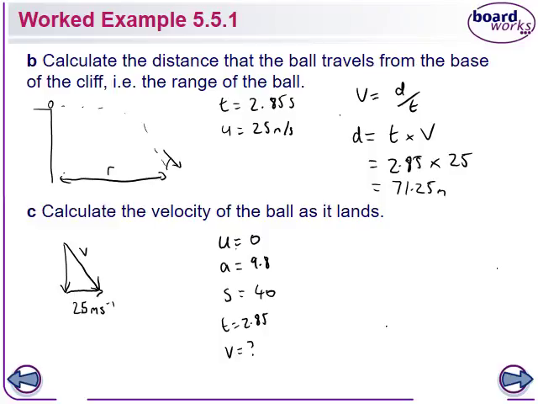It's often nice when you've got the time to be able to use it because the equations are much nicer. V equals U plus AT. That's a nice looking equation. Very straightforward. So our final velocity in the vertical direction, our initial velocity is 0 plus A is 9.8 multiplied by 2.85. 27.93.